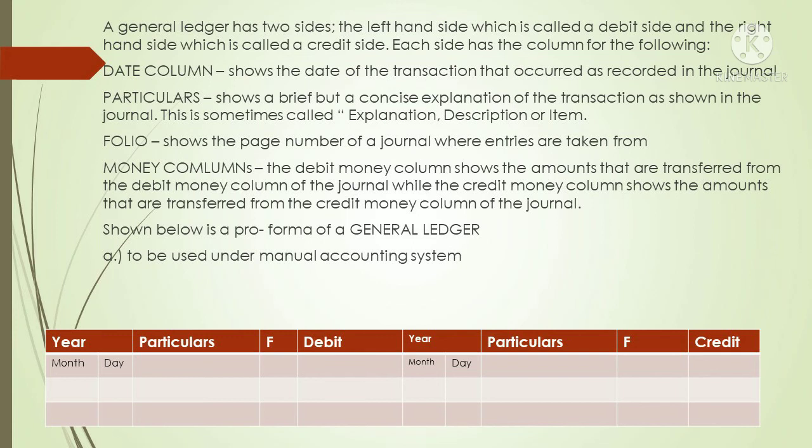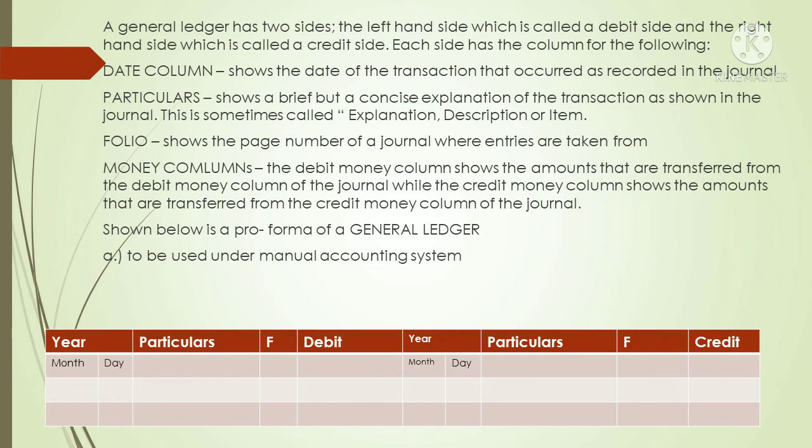Then money columns. The debit money column shows the amount that are transferred from the debit money column of the journal, while the credit money column shows the amounts that are transferred from the credit money column of the journal. So it means to say, gikan sa general journal nga mao ang book of original entry, pag transfer nimo dito sa general ledger, dapat kung ang entry na sa debit side, dapat i-entry po nimo dito sa debit side. Kung ang entry sa account is na credit side, so dapat i-entry po nimo dito sa iyahang credit side.